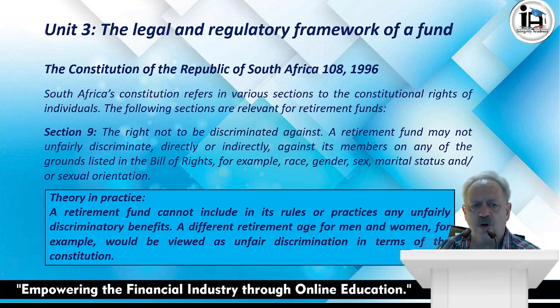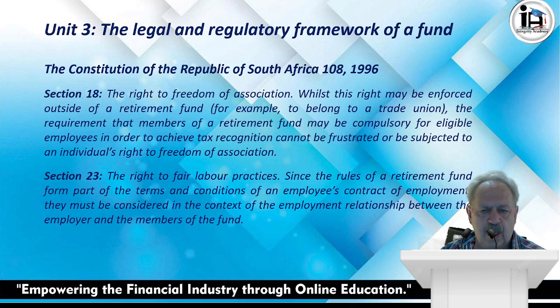Right, let's have a look at the Constitution of the Republic of South Africa 108 of 1996 as applicable to pension funds. The South African Constitution refers in various sections to the constitutional rights of individuals. The following sections are relevant to retirement funds. Section 9, the right not to be discriminated against. A retirement fund may not unfairly discriminate directly or indirectly against its members on any of the grounds listed in the Bill of Rights, for example, race, gender, sex, marital status, and or sexual orientation. So a retirement fund cannot include in its rules or practices any unfairly discriminatory benefits. A different retirement age for men and for women, for example, would be viewed as unfair discrimination in terms of the Constitution. So both need to retire at the same age or be allowed to retire at the same age.